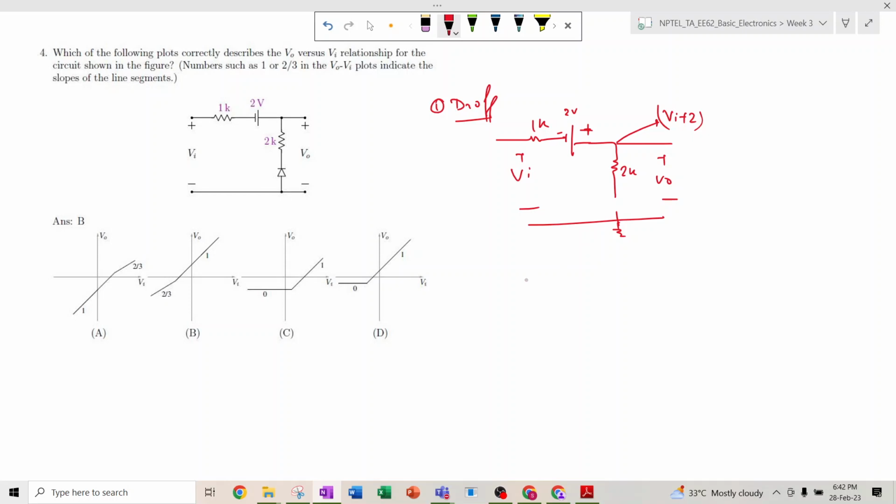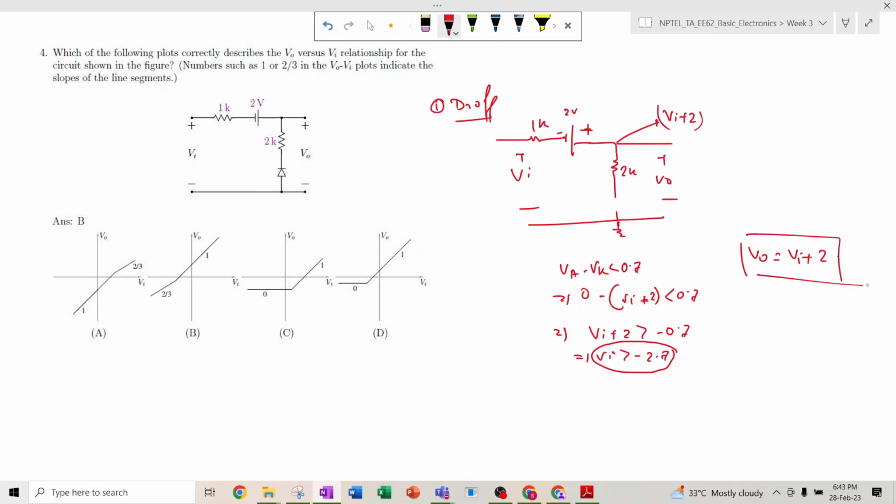So D is off, right? So this V anode minus V cathode should be less than 0.7. V anode is 0 minus Vi plus 2 less than 0.7, multiplying minus sign on both sides, greater than minus 0.7. So Vi should be greater than minus 2.7. Then the value of Vo will be Vi plus 2, right?